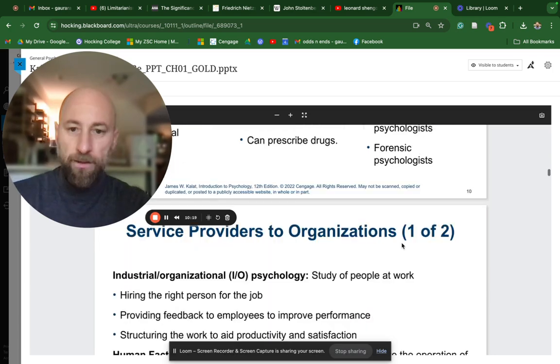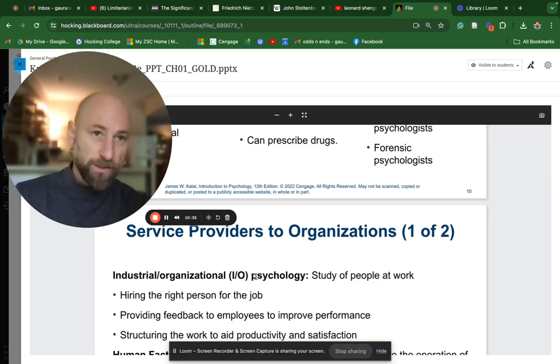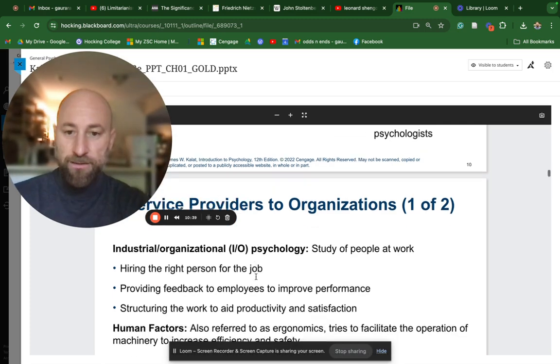IO psychologists, or industrial organizational psychologists, study people at work, hiring and firing, as it's sometimes called. What's the best procedure for hiring the best people? What's the best way to fire people? What's the best way to train people? What's the best way to keep people happy? How do we keep people in our organization? Those types of things. Government organizations also hire IO psychologists as well.